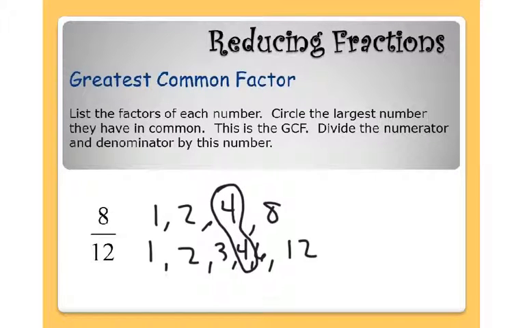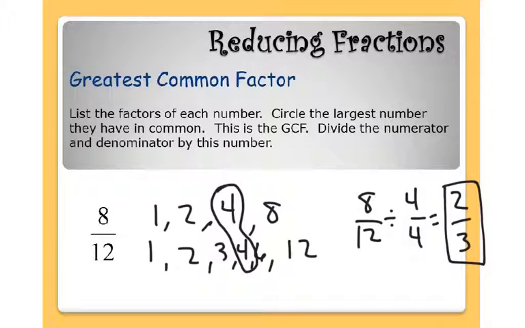So what I'll do then is take my 8/12 and divide the top and bottom by 4, getting my answer of 2/3. 2/3 is 8/12 reduced using the greatest common factor. Now this strategy works all of the time, every time, if you know your basic facts and you know how to determine all of the factors of a number.